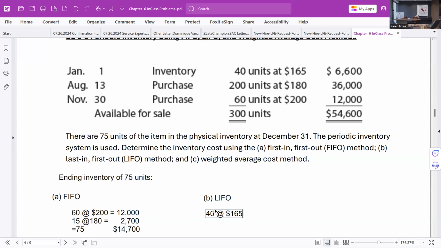So again, let me emphasize. LIFO, the last ones in are the first ones out to cost of goods sold. So the first ones are in the ending inventory. And the 40 at 165 is 6,600.